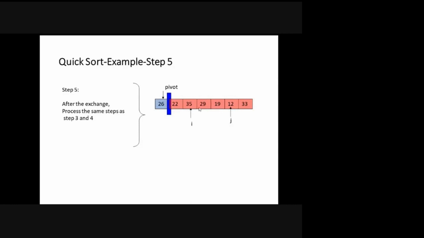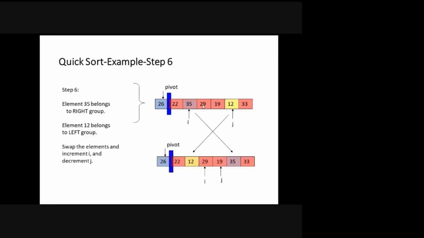So now again you can see that 29 is greater and 19 is lesser. So again the swapping happens. 19 comes this side and 29 goes to the other side. Once this happens, all have gone to the other side. We have reached 22, 12, and 29 has come.